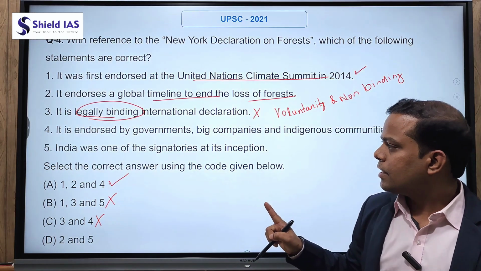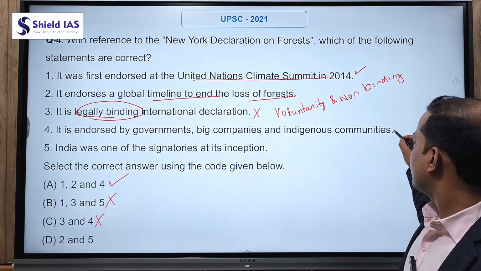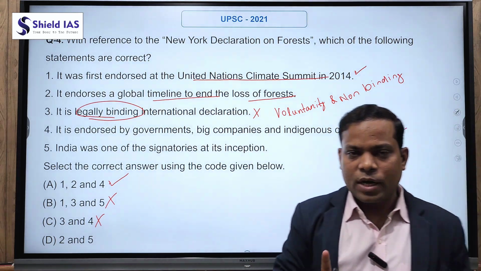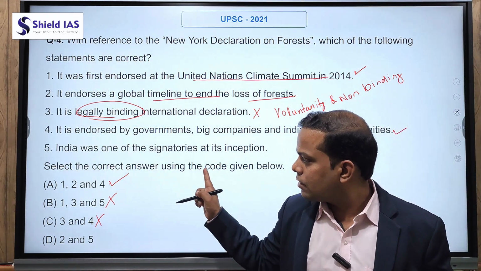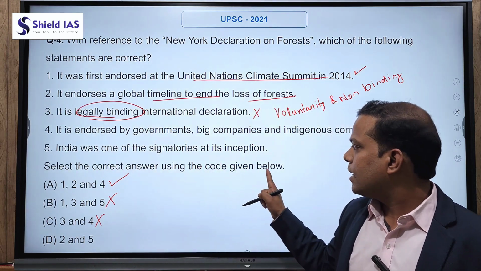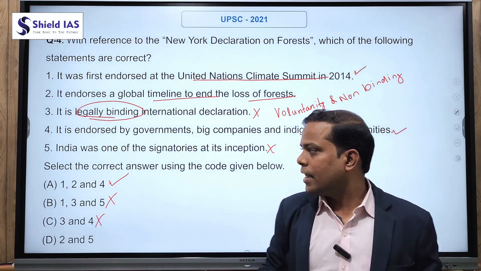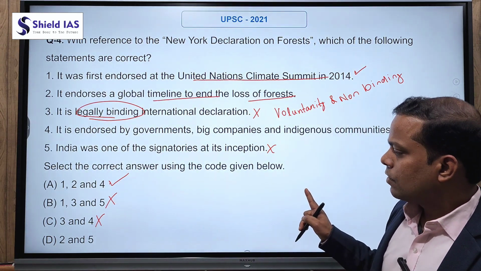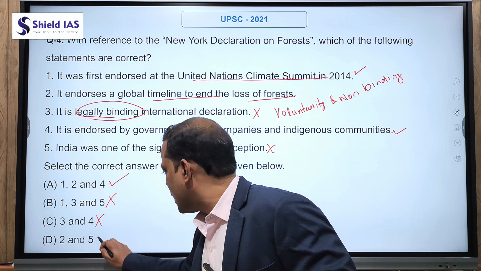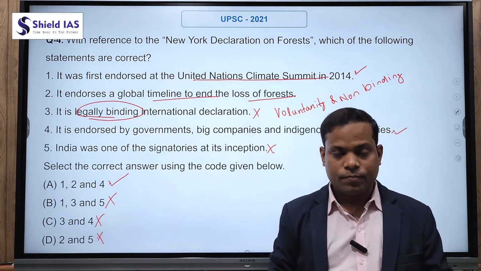The fourth statement says that it is endorsed by governments, big companies, and indigenous communities. This statement is correct. Why is statement 5 not correct? It says that India was one of the signatories at its inception. It is incorrect. India has not yet signed any declaration. So we can eliminate 4 or 5 also. So only one option is remaining, that is A, 1, 2, and 4.